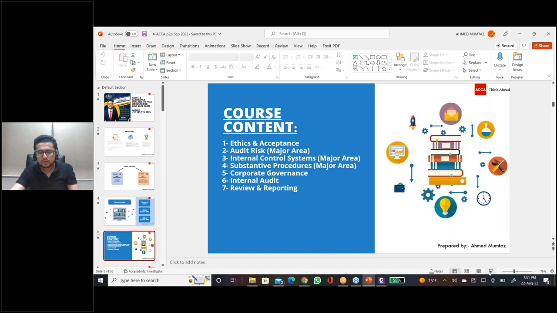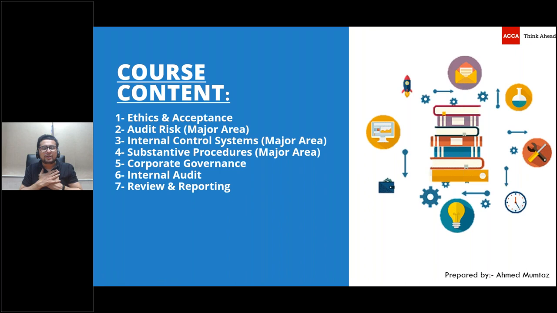So basically, as an audit firm, I will not accept any XYZ client. First, I will consider my ethical stance and then filter out certain companies or clients, and finally I will accept a particular company. So this is the first topic, called ACCA's code of ethics and conduct, and then the acceptance.